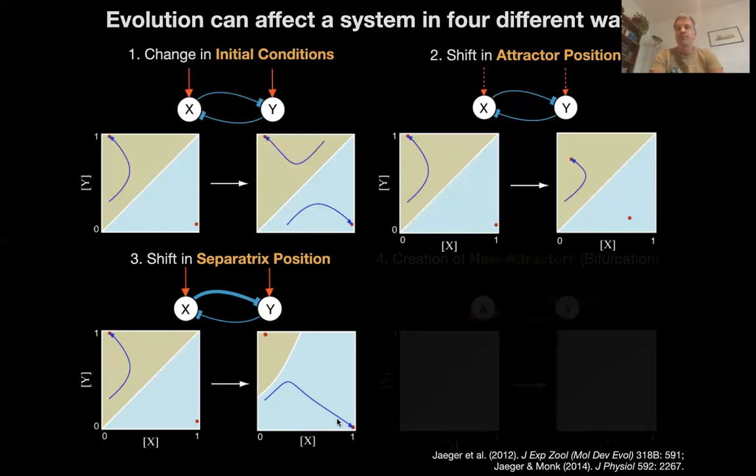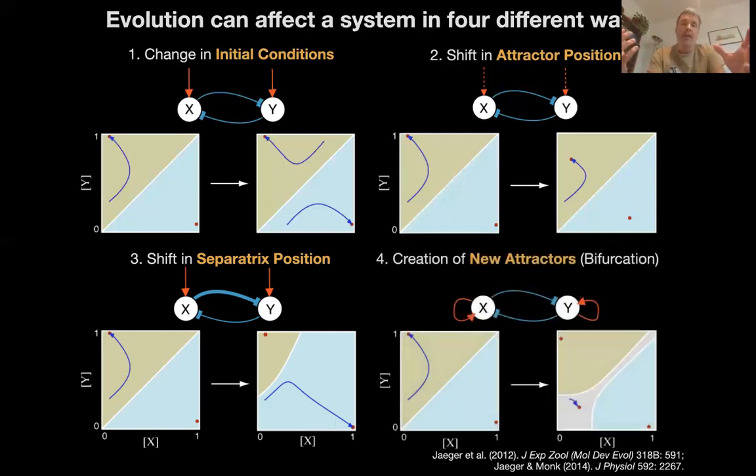Okay, so the last and most interesting possibility happens, for example, if you tune up the autoactivation strength. So if you make the autoactivation of both of these factors stronger, we'll do it symmetrically, so both of these autoactivation terms get stronger, and what happens is something very surprising. Suddenly, you get a new attractor that comes up here in the middle. Actually, what happened is that the saddle point that was here in the middle turned into a stable attractor and spawned 2 additional saddle points.